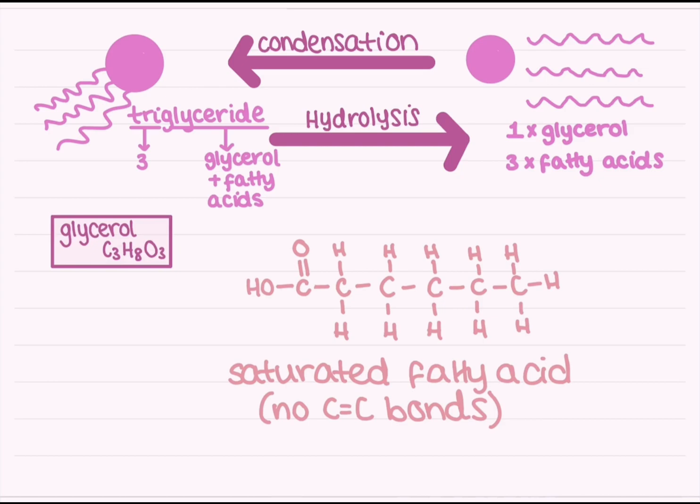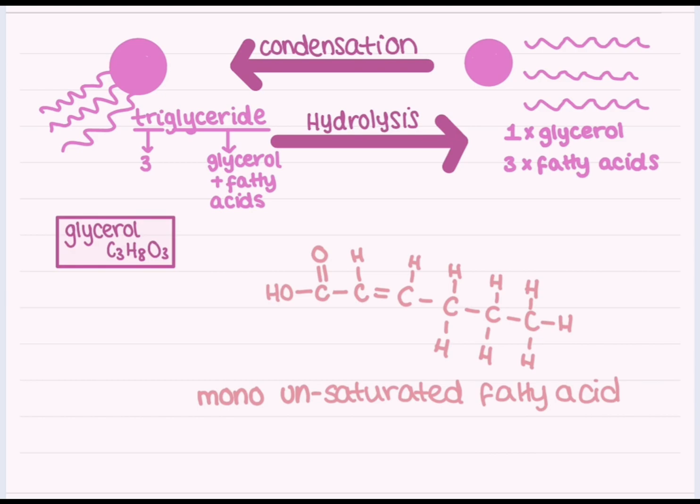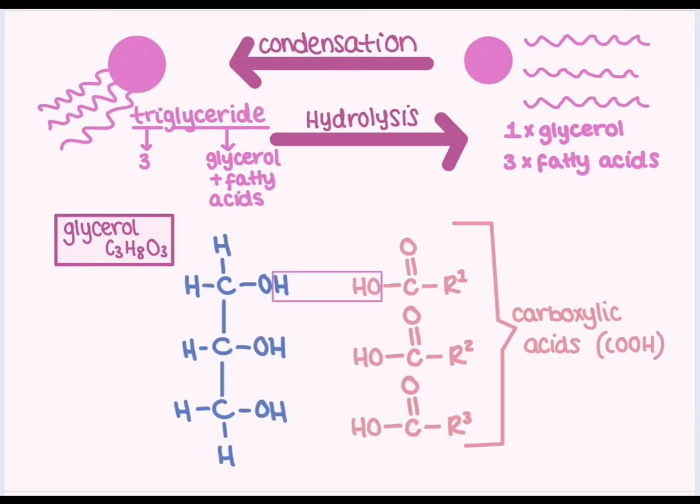Unsaturated fatty acid chains, however, contain at least 1 carbon-carbon double bond. So here we have a monounsaturated fatty acid. So what that means is we have just the 1 carbon-carbon double bond there. Remembering mono means 1. So monounsaturated, 1 carbon-carbon double bond. Or we can have polyunsaturated fatty acids where there is 2 or more double bonds. So poly meaning many or multiple.